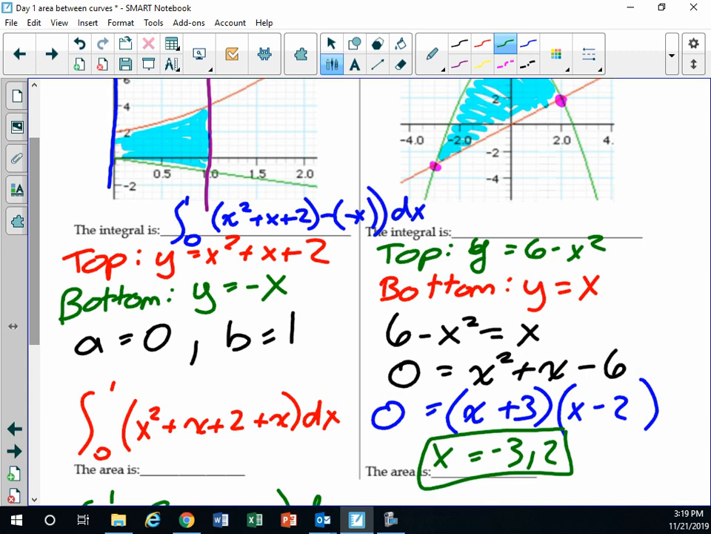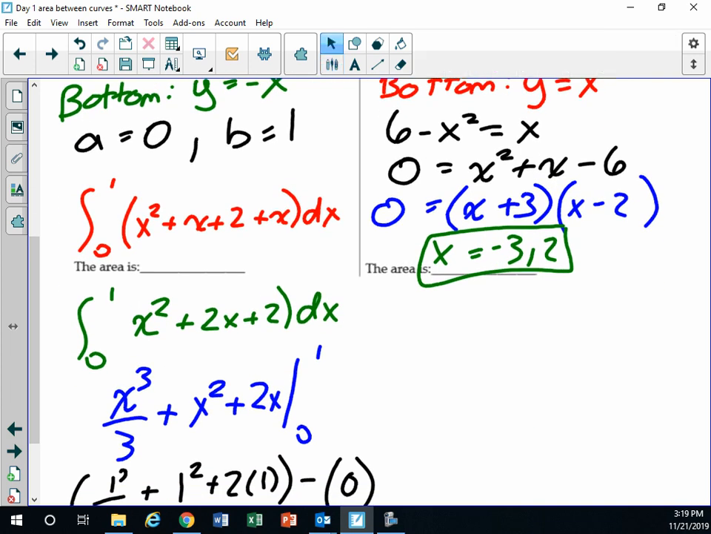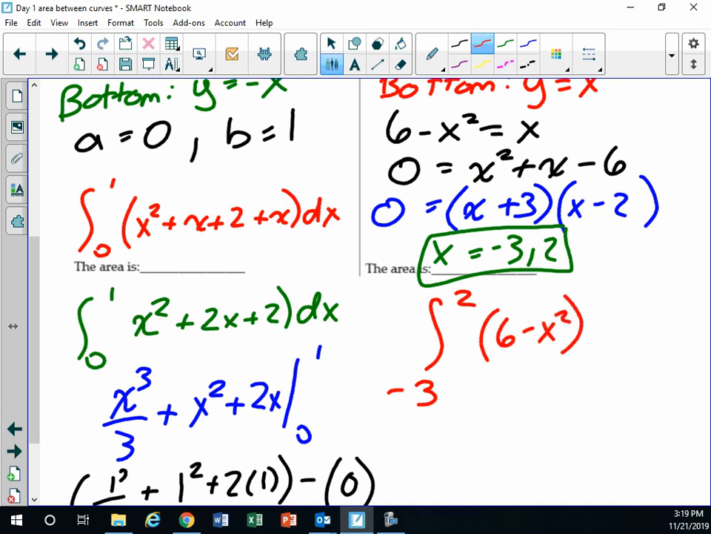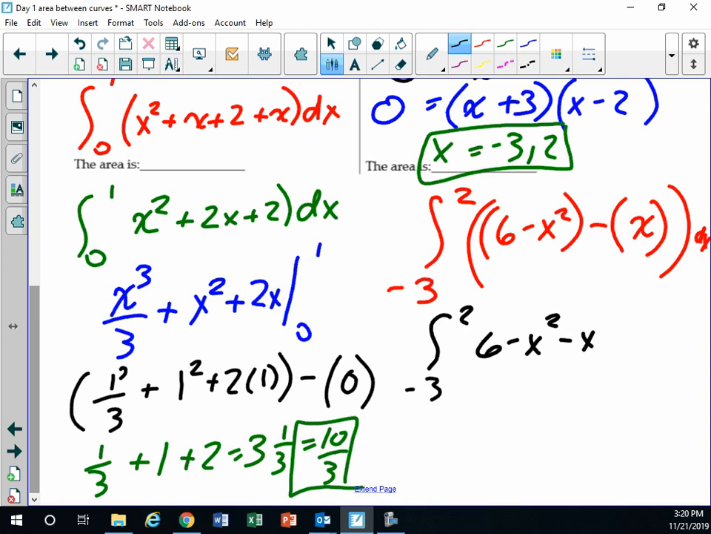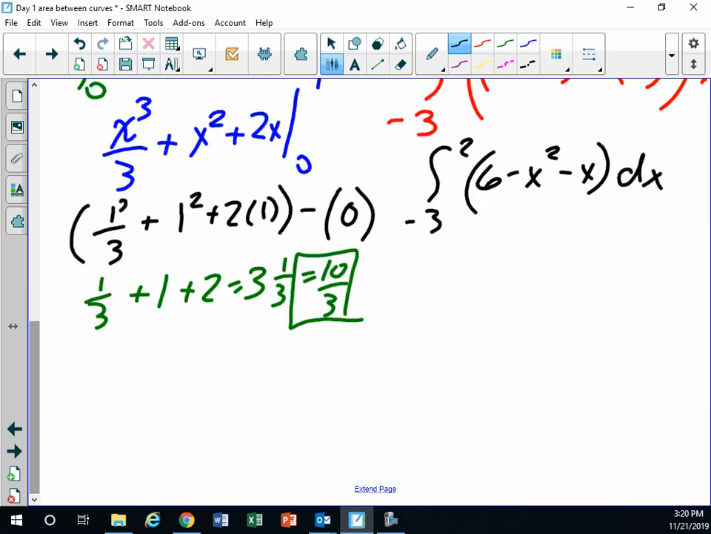Well, if you look on my graph, ladies and gentlemen, the x value where they intersect is negative 3, and the x value where they intersect is 2. So you could have just read the graph. Normally, I'm not going to give you a graph. So now I have enough. Now I can write my equation. My integration symbol is going to go from negative 3 to 2. My top was my 6 minus x squared. My bottom was x dx. When I do this, you're going to have the integration from negative 3 to 2 of 6 minus x squared minus x dx, and I can integrate that.